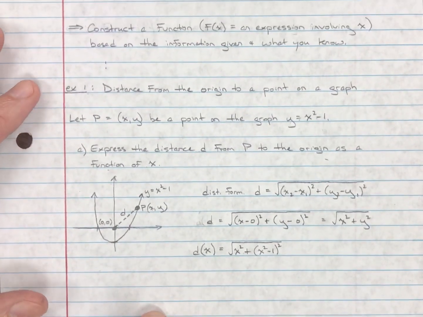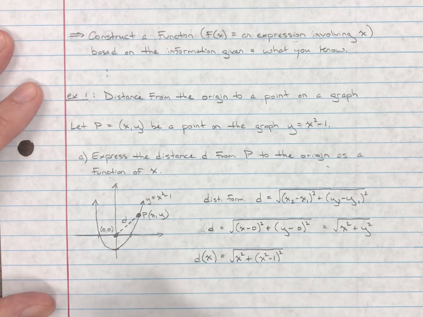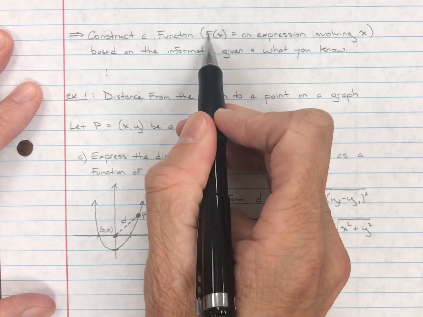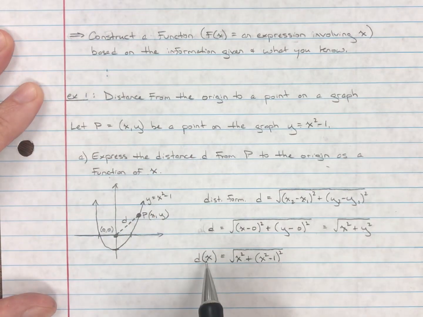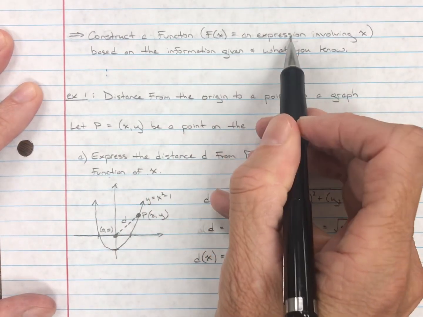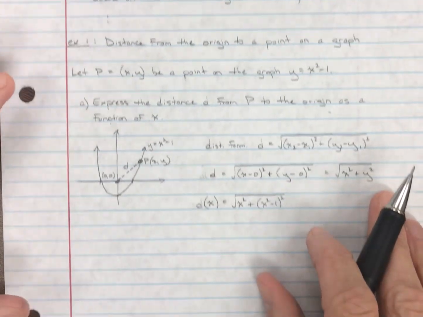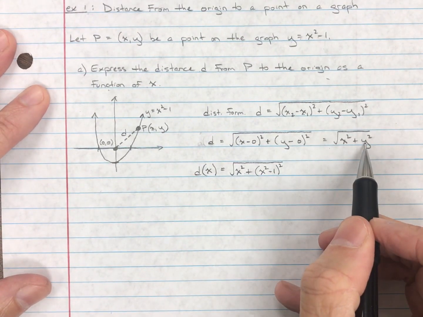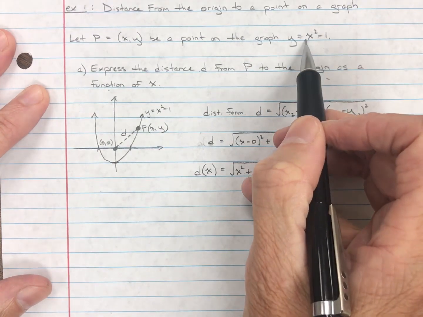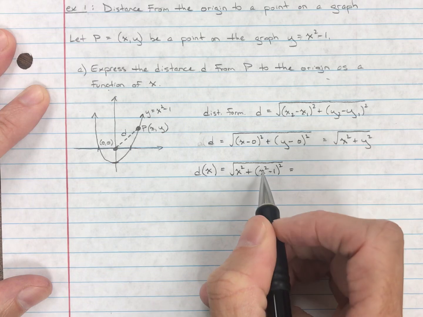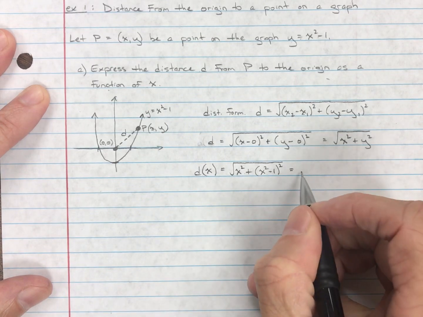Let's go back up to what our goal was here: construct a function, in our case d of x, but generalized f of x, equals an expression involving x. This expression again involves y, but I know what y equals, so I can replace it here, and I can simplify this: x squared minus 1, the quantity squared.